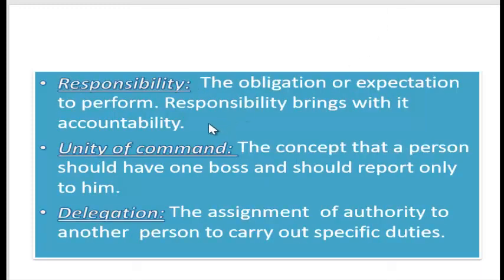Then with the organization, you have responsibility or accountability. You have an obligation or expectation. You become responsible; if it is not in an organized manner, nobody will be responsible. If you have a problem in your servicing, the servicing manager is accountable for that. Now there is unity of command, because there should be one boss he should report to. There should not be multiple bosses. And then delegation, which means the job has to be given to specific people. This is possible only when we have an organization.